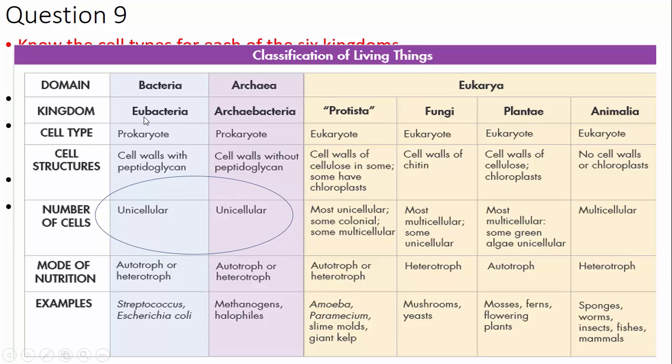You also need to know that eubacteria and archaebacteria are unicellular. They're all unicellular. Now, the protista, some can be unicellular, but some can also be multicellular. Same thing here with the fungi. And you can see the same thing here in the plantae, and then all animals are multicellular. But our archaebacteria and the eubacteria right here in those kingdoms, they are unicellular, and they're the only ones that are only unicellular.